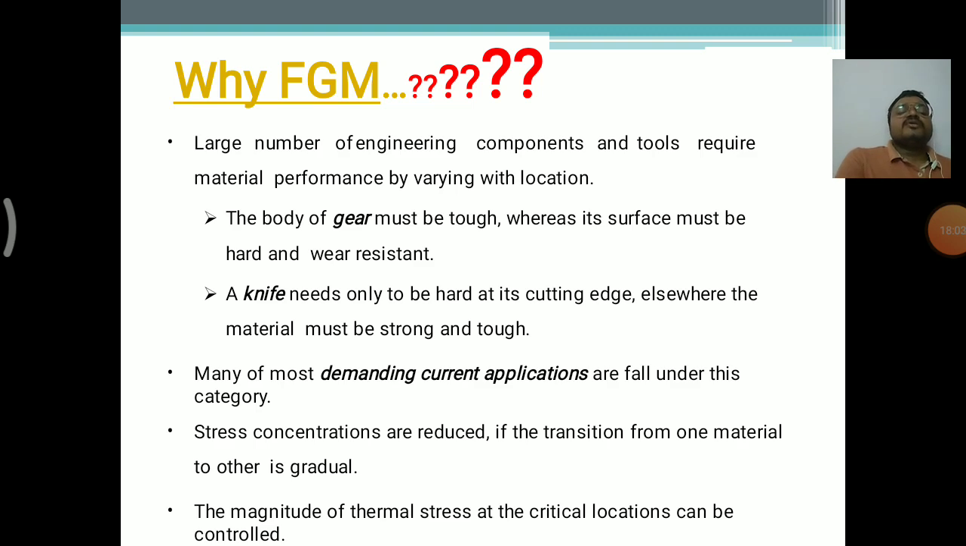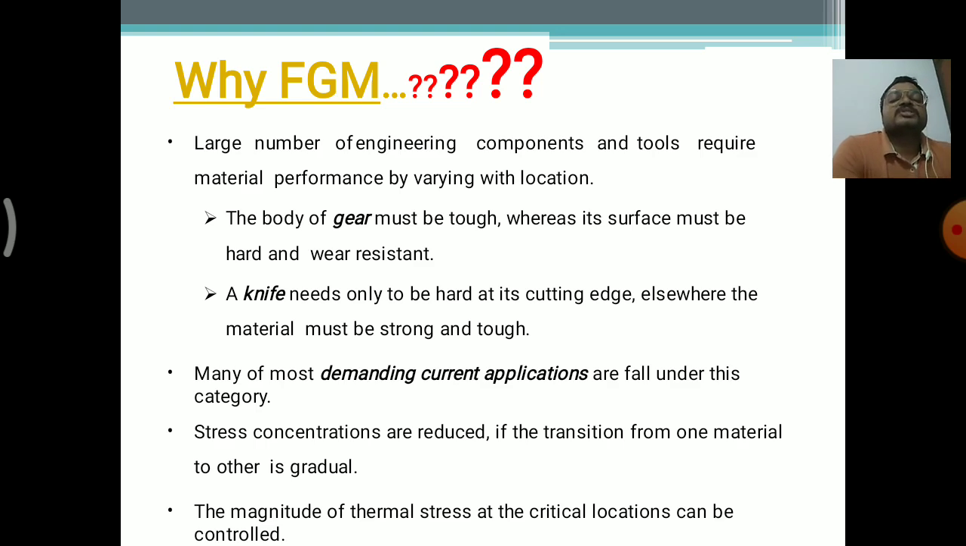Next one is that many of the most demanding current applications fall under this category only. With the above defined properties, current applications have been using this type of category only. They want different types of structure in the concerned layers or concerned structures, so they are using FGMs as the first preferred material.